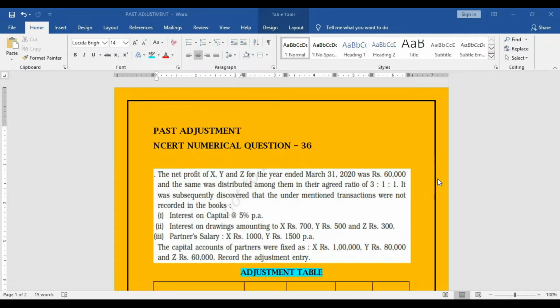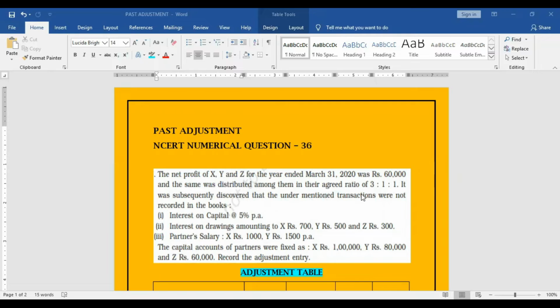Now, I would like to solve a past adjustment related question in the Partnership Fundamentals chapter. It starts with NCERT numerical question 36 in the chapter. Let me solve this question.